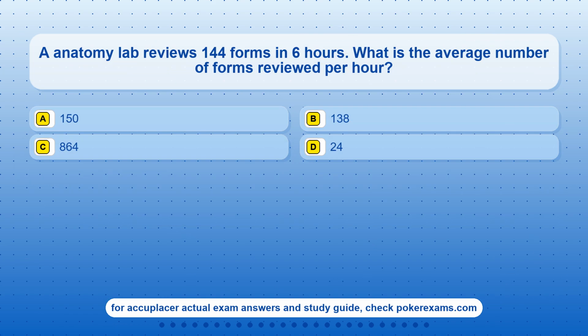Question 3. An anatomy lab reviews 144 forms in 6 hours. What is the average number of forms reviewed per hour? Option A, 150. Option B, 138. Option C, 864. Option D, 24.